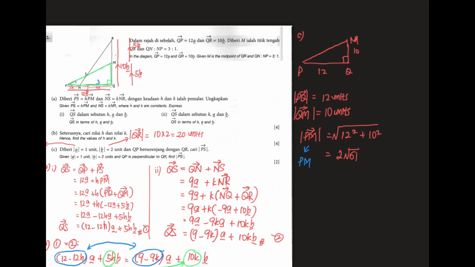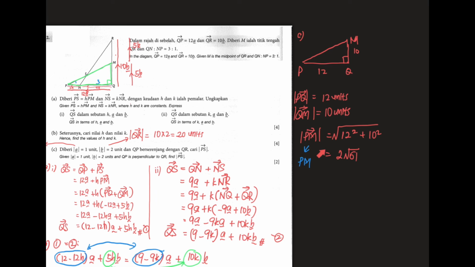Teacher, I thought QM is 5 units. You see, it's 5b, right? It's 5b, then 5 times 2. 5 times 2 is 10. So that's why. Okay, so we get 12 and 10. We use Pythagoras theorem and get this.